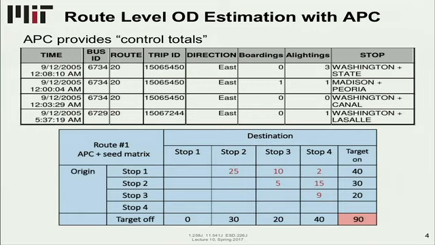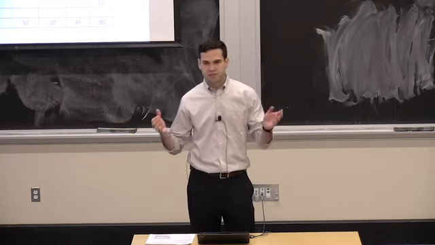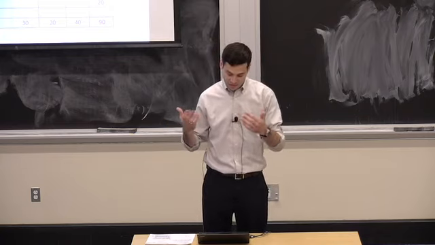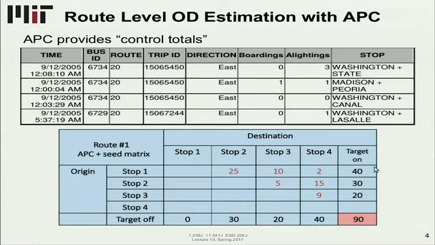Consider a bus having APC, and only APC. So APC data looks like this. You have timestamps, you have a bus ID, a route ID, a trip ID, some information about direction perhaps, and then counts at each stop of how many people get on and how many people get off, boardings and alightings. And of course a stop ID or a stop name or something like that. So you can aggregate that across trips or do it at a trip level and count how many people get on at each stop and how many people get off at each stop.